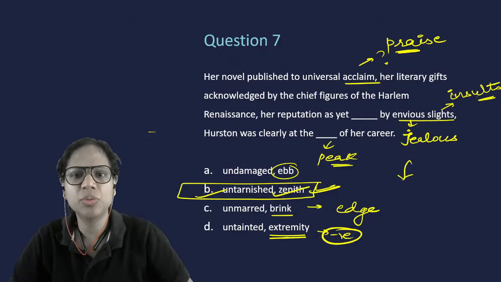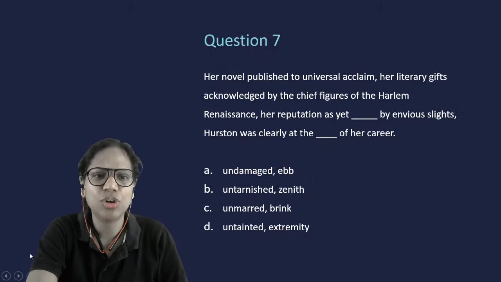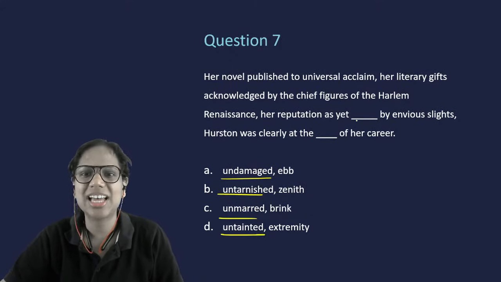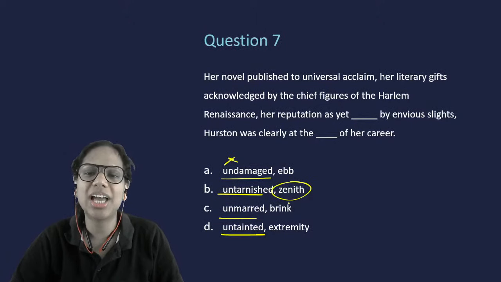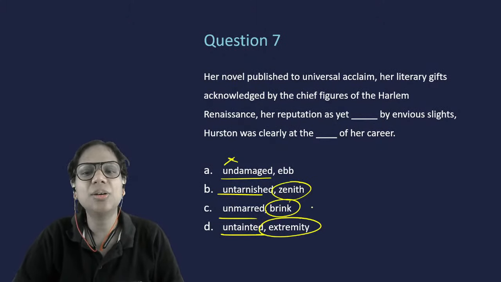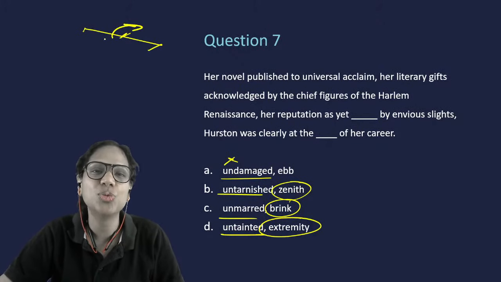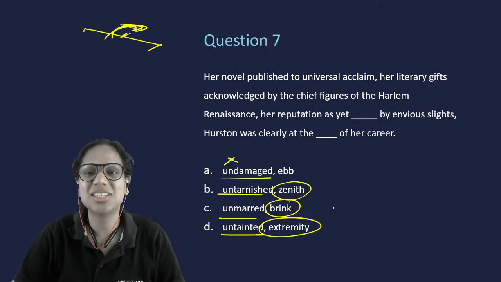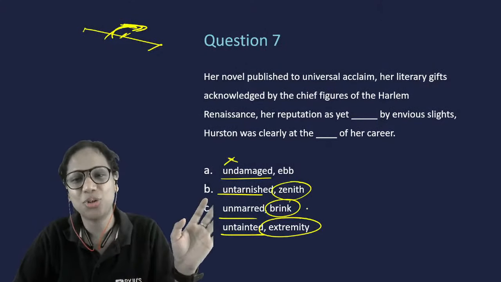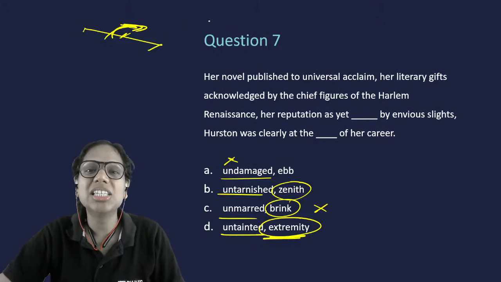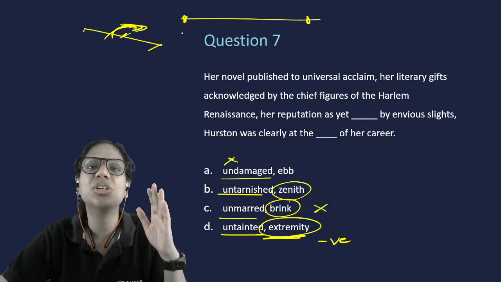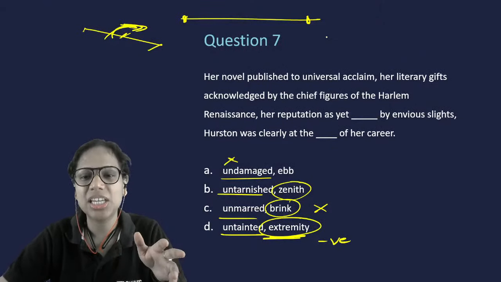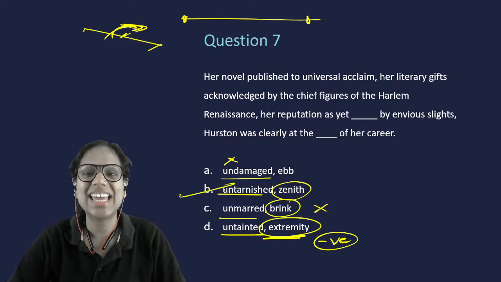Okay. Confused between B and D. See, for the first blank, all these fit. First blank mein toh sab aa sakta hai. As yet, undamaged. Undamaged is again slightly less appropriate, but untarnished, untainted, unmarred, any of these can come. So you have to rely on the second blank here. Was clearly at the brink: when you are at the brink of something, you are being pushed towards something. I am at the brink of my patience right now. If I say that, it means you will see me getting angry or impatient at any point of time now. Then extremity. We don't want extremities in our life. It's a negative word. For instance, we just talked about omnivert. This person experiences these extremities of introvertedness and extrovertedness, right? So extremity of her career, no. Negative word. Zenith, the highest point. Pinnacle, the highest point. Okay, and what is the lowest point?